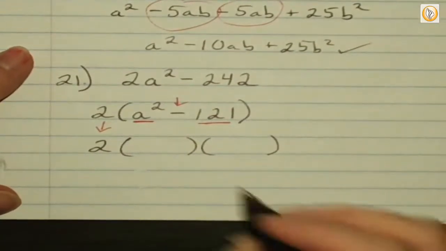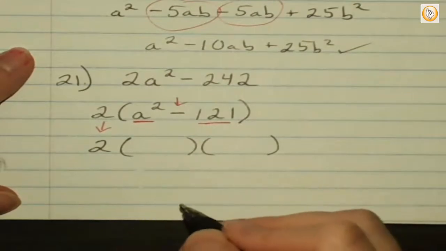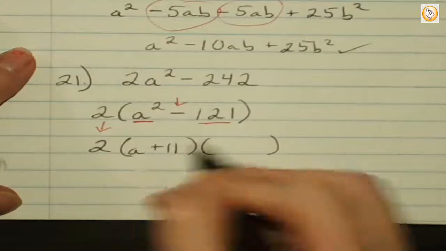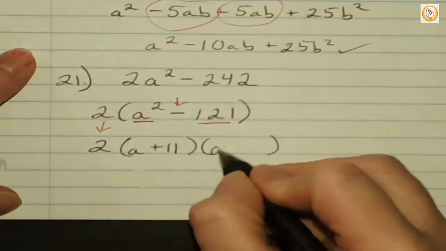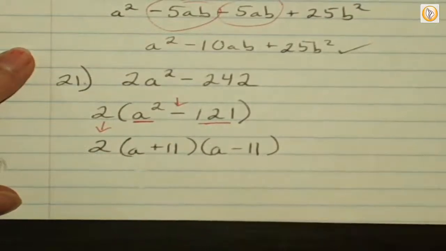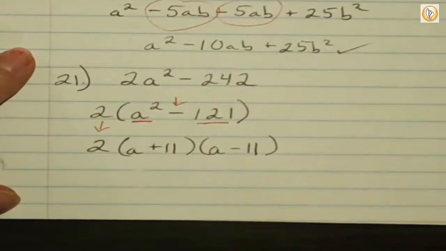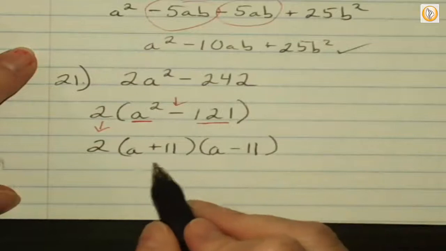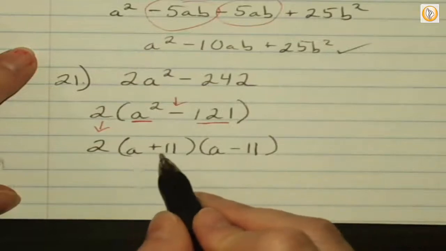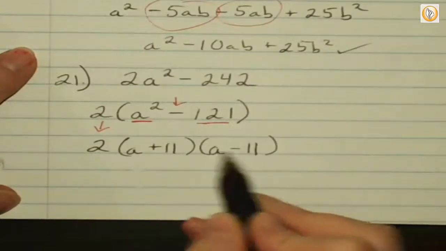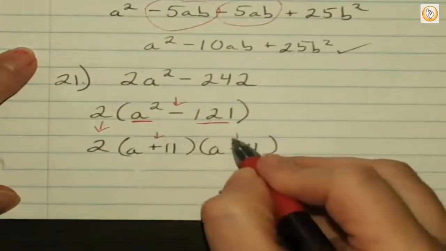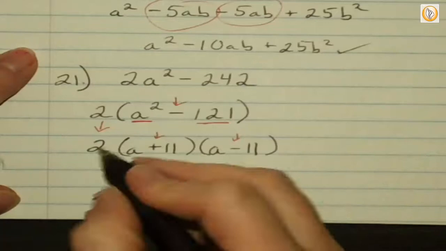So, when you're ready, you tell me what to put in the parentheses. I believe you put A plus 11, and then A minus 11. You are correct. Can you also do the A minus 11 squared? No, because that would have to be A minus 11 times A minus 11, and since this is plus and this is minus, it can't be that way.